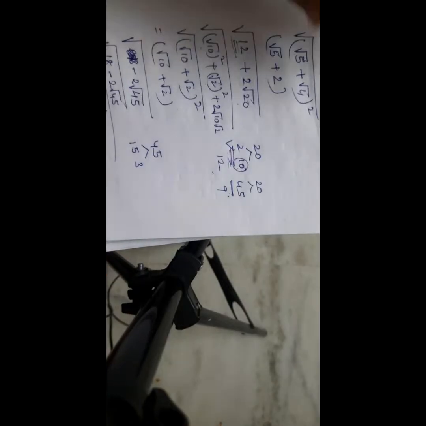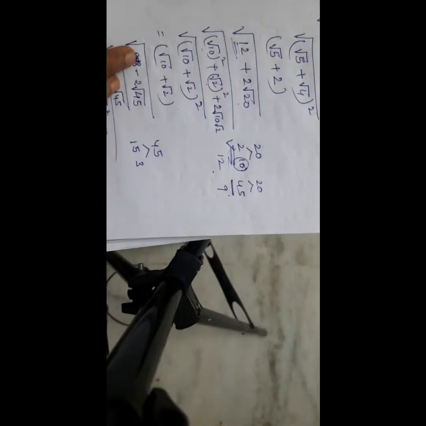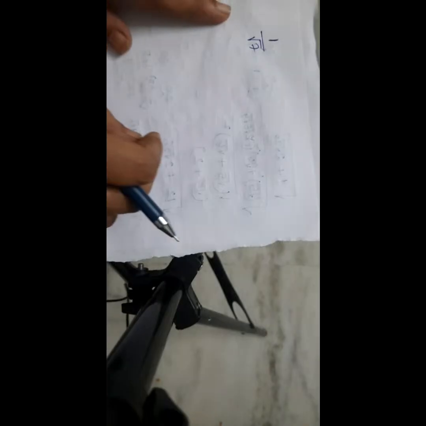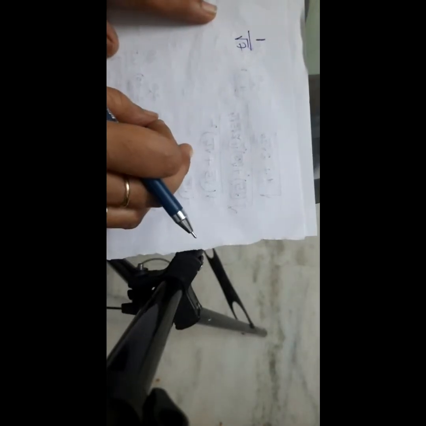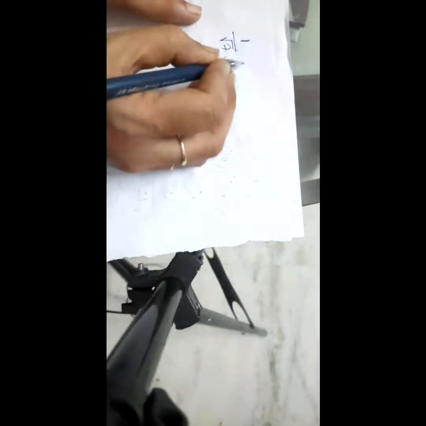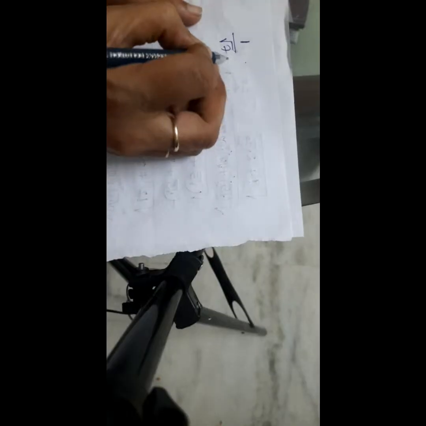Now I'm going to teach you rationalization. What do we mean by rationalization? Suppose the number is in this form, 1 upon root 7, and they say rationalize. Rationalization means whatever number is there in the root, you need to multiply that with the denominator and numerator both. So root 7 is there, and you multiply root 7 to both.